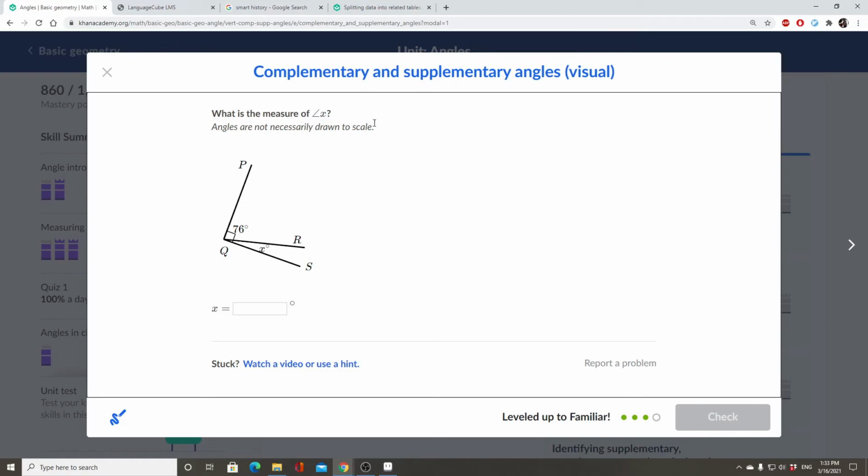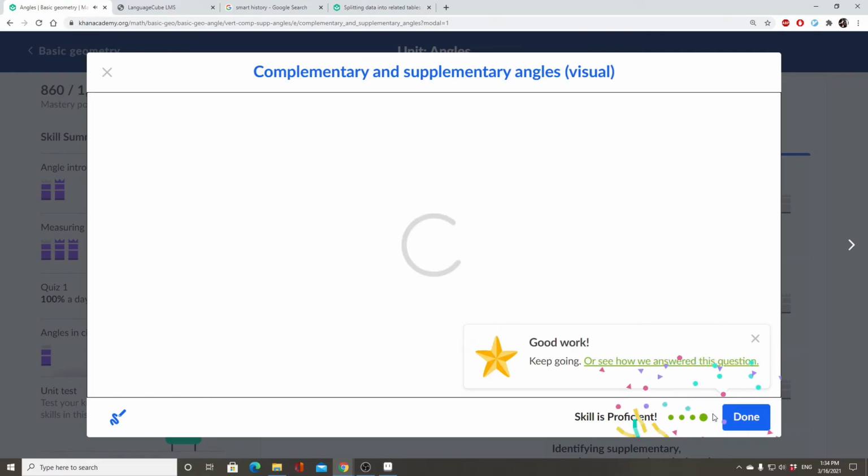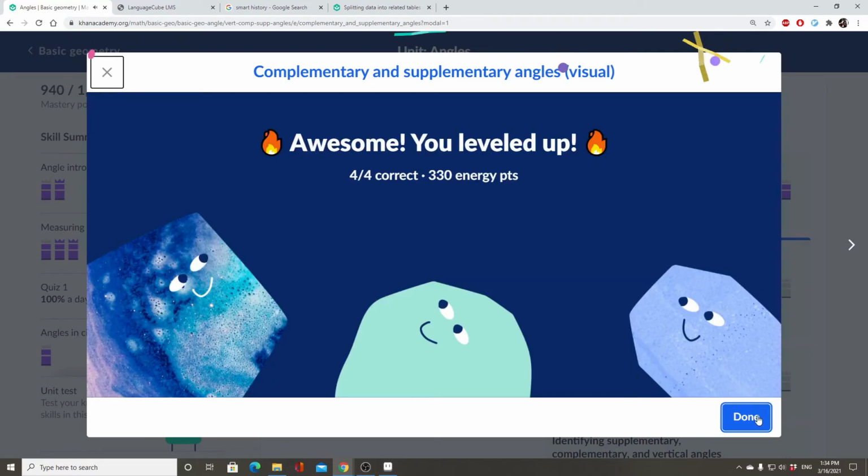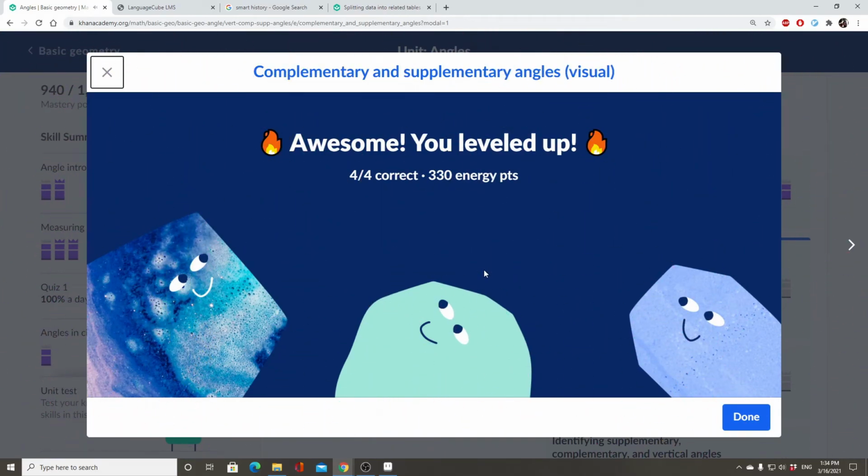Angles are not necessarily shown to scale. I was about to automatically read that. What is the measure of x? Okay, this is 90 degrees, so 76 minus 90. Well, 70 minus 90 is 20. And then minus 6 is 14. Look at that. Cool. Feels pretty good.